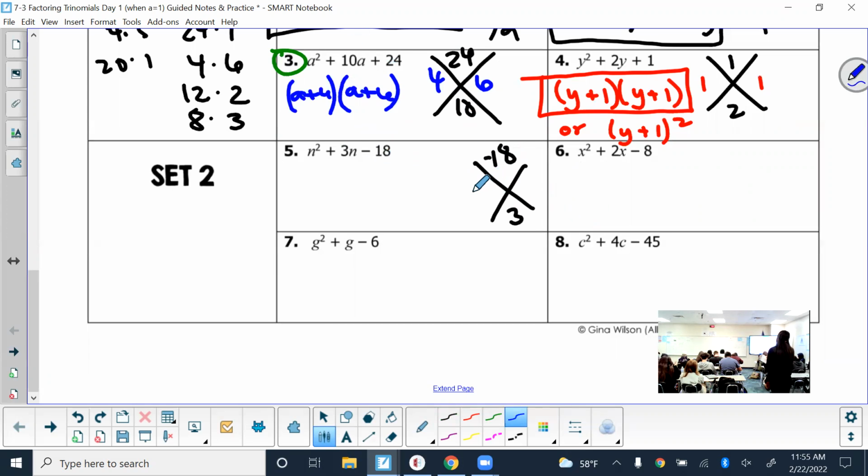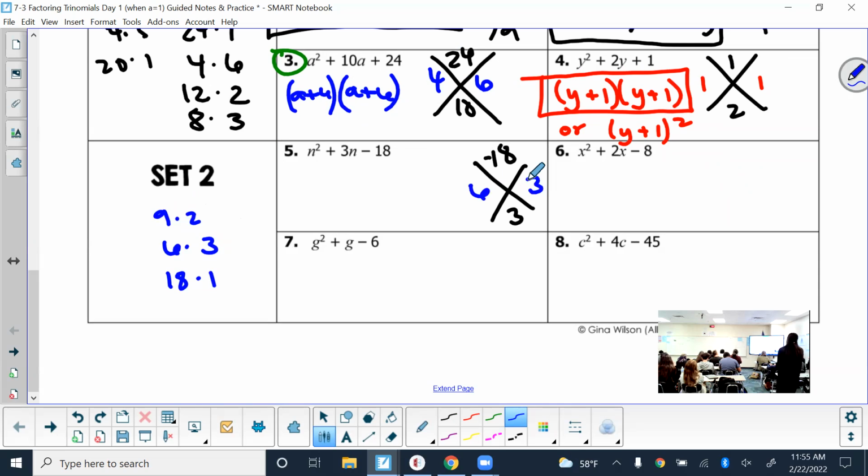I need one number to be negative, so just keep that in mind. But when I add them, it needs to give me a positive. So some numbers that multiply to 18, I'll list them over here: 9 times 2, 6 times 3, 18 times 1. Which combination might work?